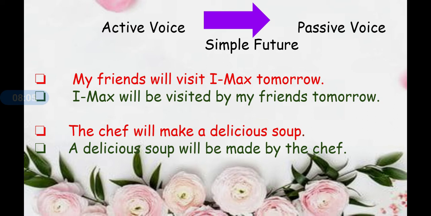The chef will bake a delicious soup. Here, the subject is the chef and the object is a delicious soup. So, we have to make a delicious soup as subject in the passive voice. A delicious soup will be made by the chef.